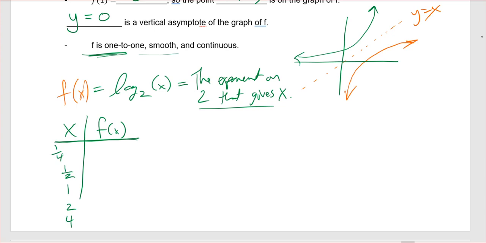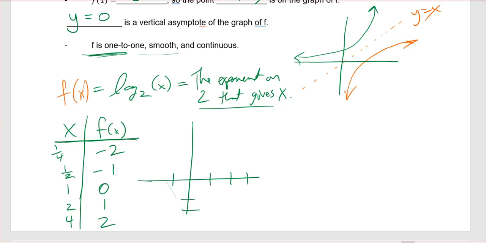We could say what the function value would be. What's the exponent on 2 that's going to get us to 1/4? Well, it's -2. And what's the exponent we put on 2 to get to 1/2? Well, -1. The exponent that we put on 2 to get to 1, that's 0. The exponent that we put on 2 to get to 2 is 1, and then to get to 4 we have a square. So we can draw the picture. 1/4.